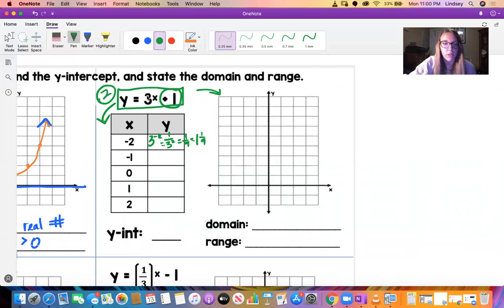Next we have 3 to the negative 1 plus 1. So 3 to the negative 1 equals 1 over 3 to the first power, which is 1/3. Then we have to add that 1. So that's going to equal 1 and 1/3.